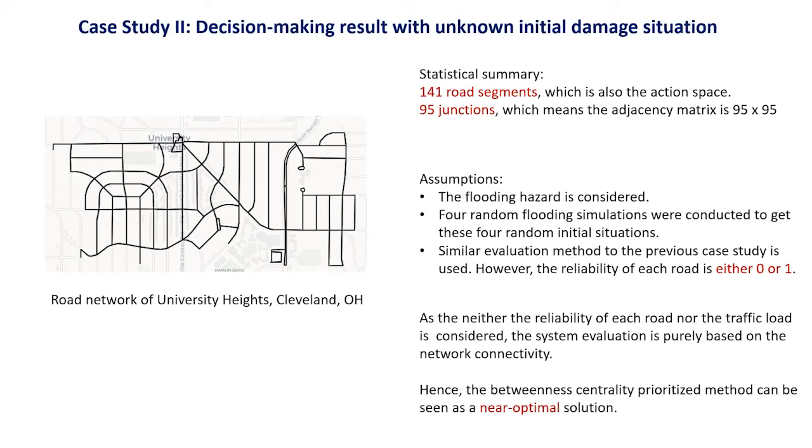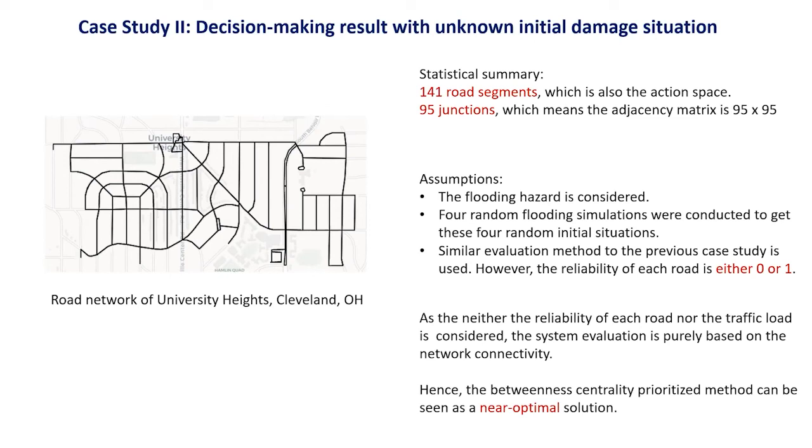The road network we select is from the University Heights in Cleveland, Ohio, and we have over 140 road segments and 95 junctions here. But we consider another hazard here, which is a flooding hazard. We do have another flooding simulation program besides this project, so we use that program to help us randomly generate the flooding hazard scenarios.